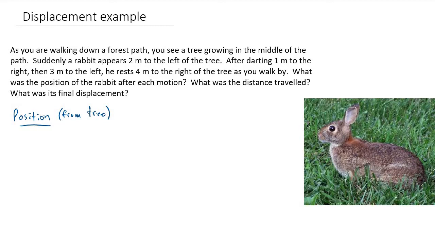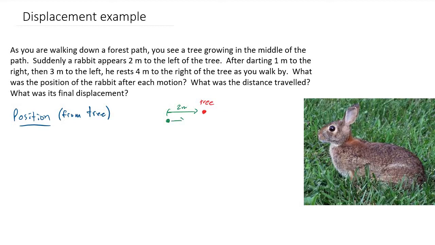So after darting 1 meter to the right, well, after what? He appears 2 meters to the left of the tree. Now this might get confusing. Always make a habit of drawing a little diagram for physics. Doesn't have to be fancy. I can't draw fancy rabbits either. But get the basics on there. So here's our tree. Our rabbit appears 2 meters to the left of the tree. So here's our rabbit. Starts 2 meters to the left of the tree.